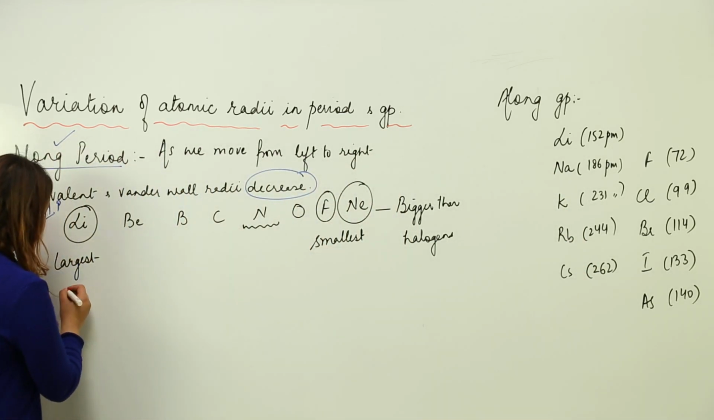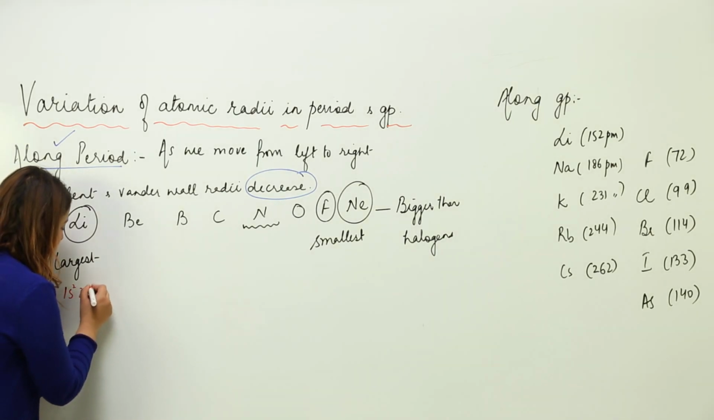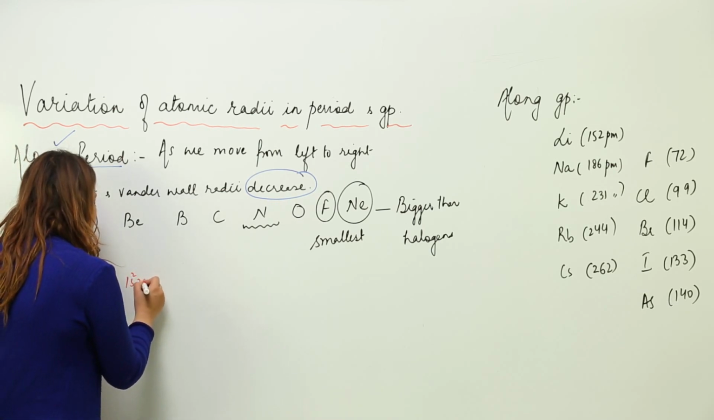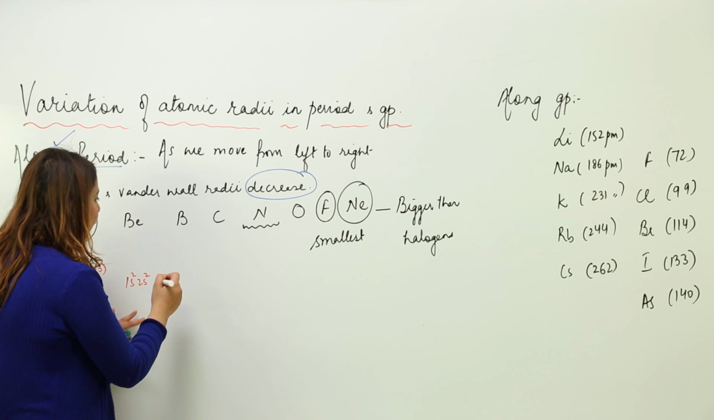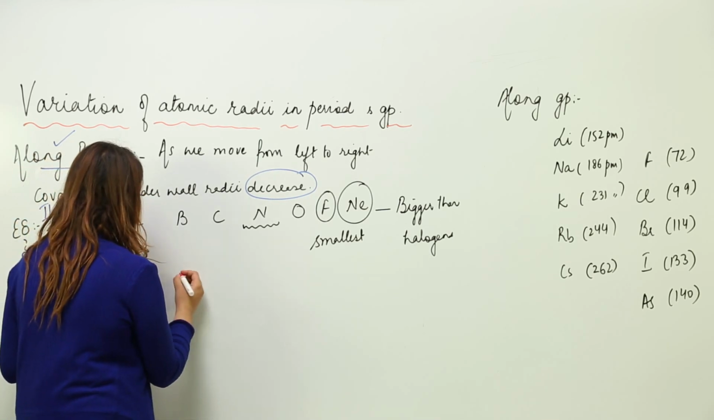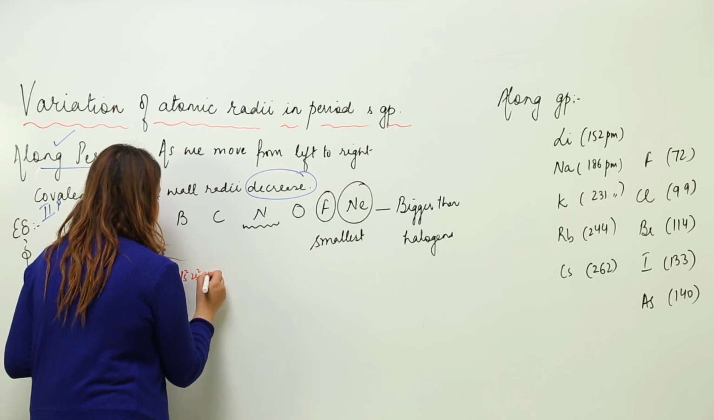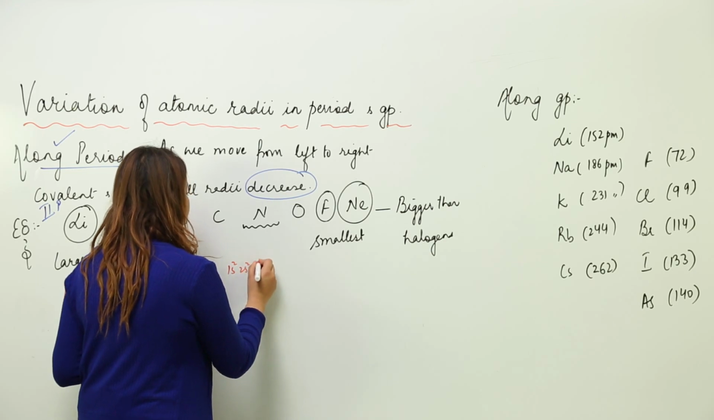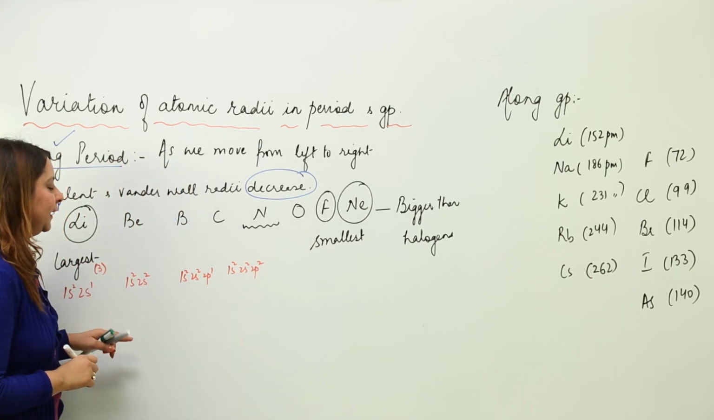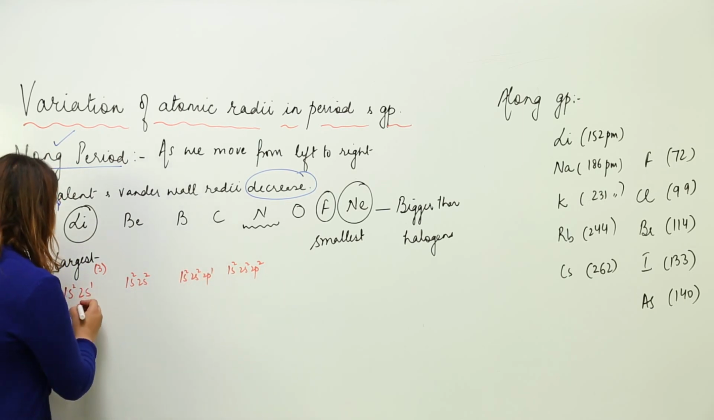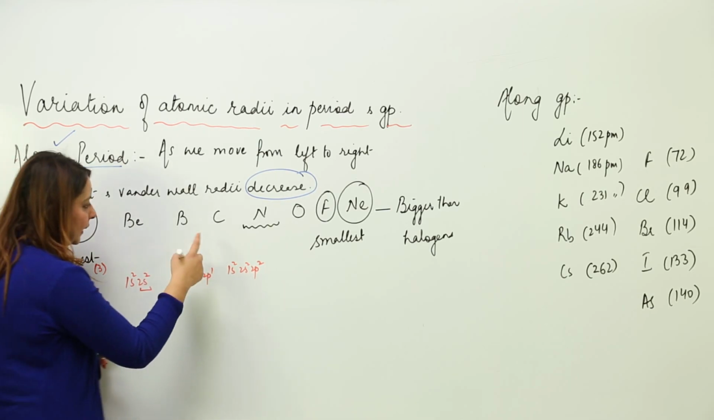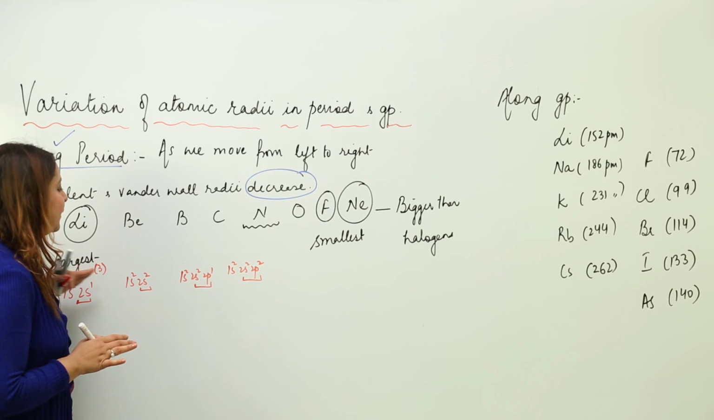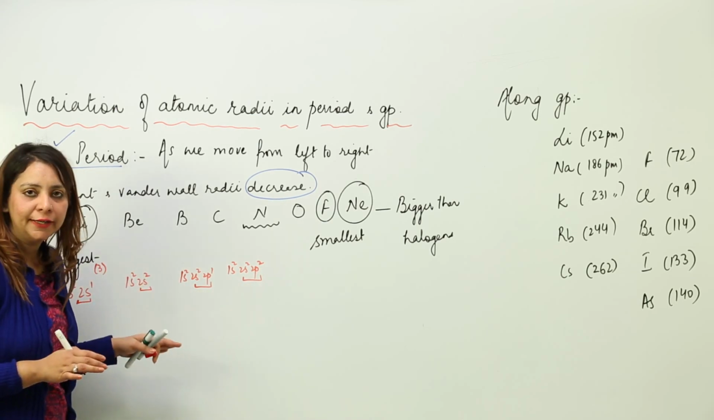If I write the configuration, it will be 1s2, 2s1 for lithium, because its atomic number is 3. For beryllium, it will be 1s2, 2s2. For boron, the atomic number is 5, so it is 1s2, 2s2, 2p1, right? And for carbon, it is 1s2, 2s2, 2p2. As we move along the period, the shell remains the same. Every element in the second period has a valence shell of 2, so the electron is added to the same shell.